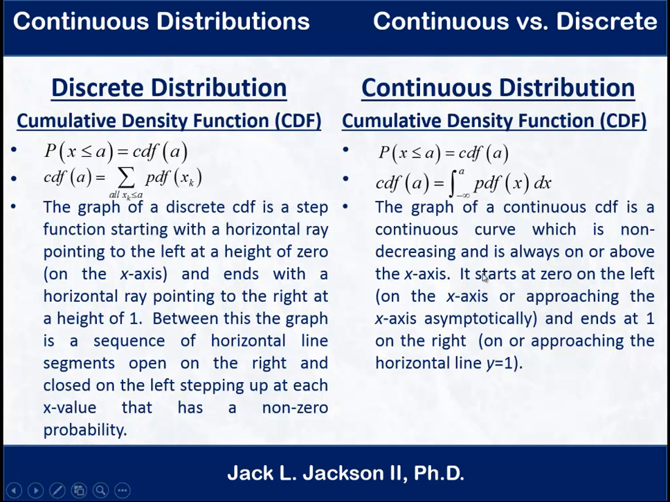Now, in the case of a continuous CDF, it may not actually be 0 on the left. It may actually be 0 on the left, but it may also have an asymptote of 0 on the left. And again, we have two options. It could either be 1 on the right, or it could have an asymptote of y equals 1, approaching that.